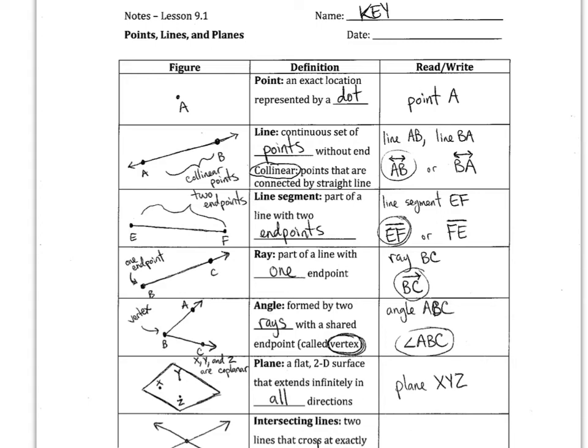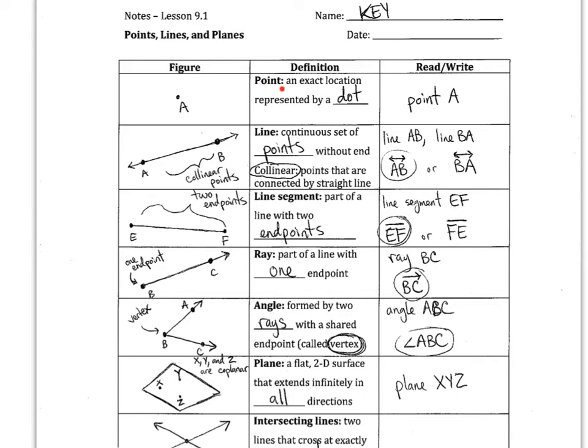Math 7, Lesson 9.1, Points, Lines, and Planes. First of all, we're going to take a look at some definitions and see then what that definition actually looks like. So first of all, we're going to take a look at the definition of a point.